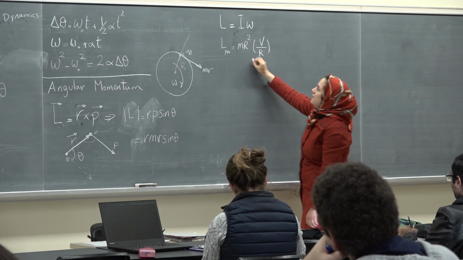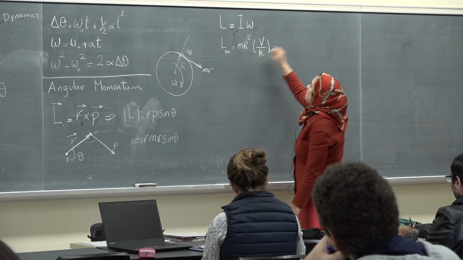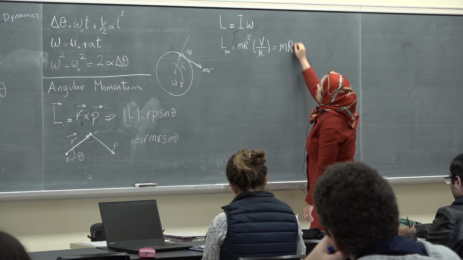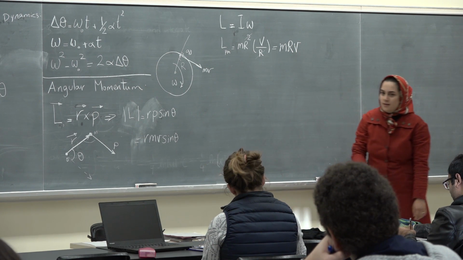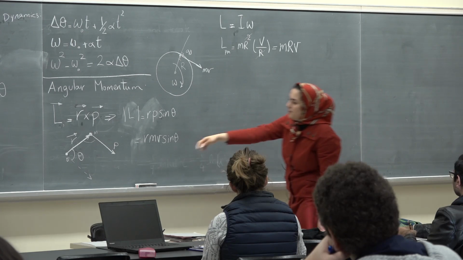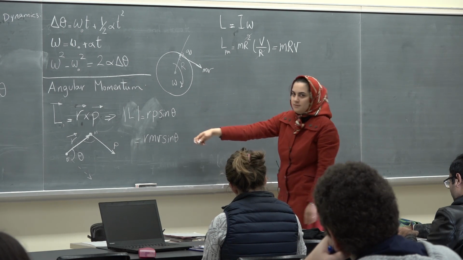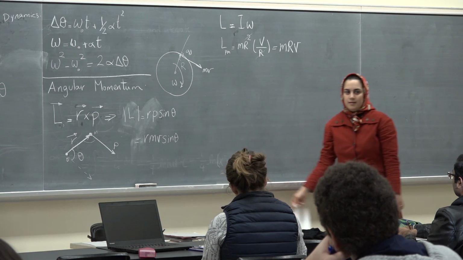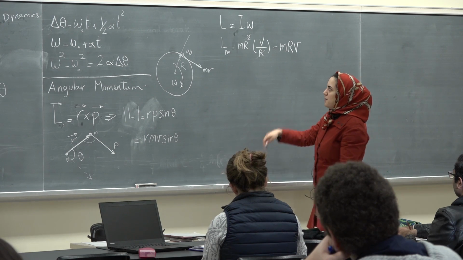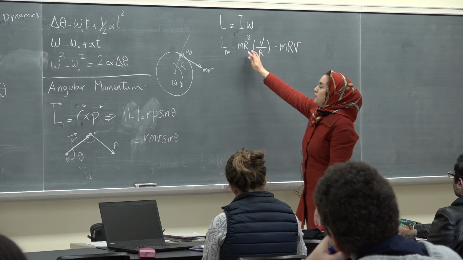And you can see that these two will cancel out. You will have mrv, right? And it will be the same thing as here. You see that? Yeah. So it's just basically the same thing if you have a point mass.